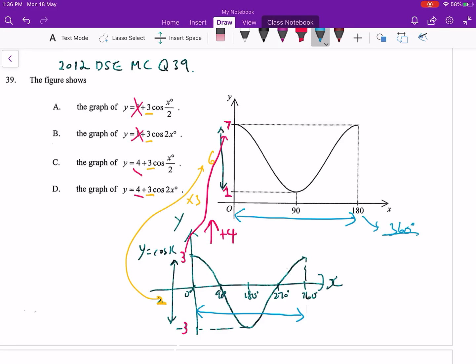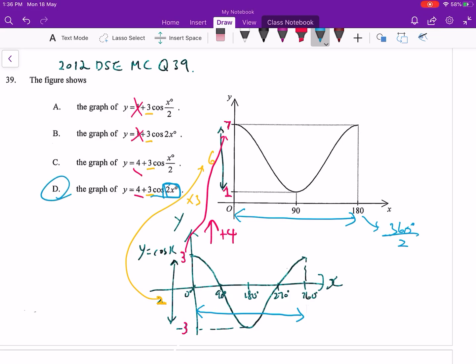As you remember, we have talked about how transformations along the x-axis are all vice versa with the function. For the graph it is divided by 2, so for the function it will be vice versa. That means not divided by 2, that means times 2. So for this one, D is the answer.